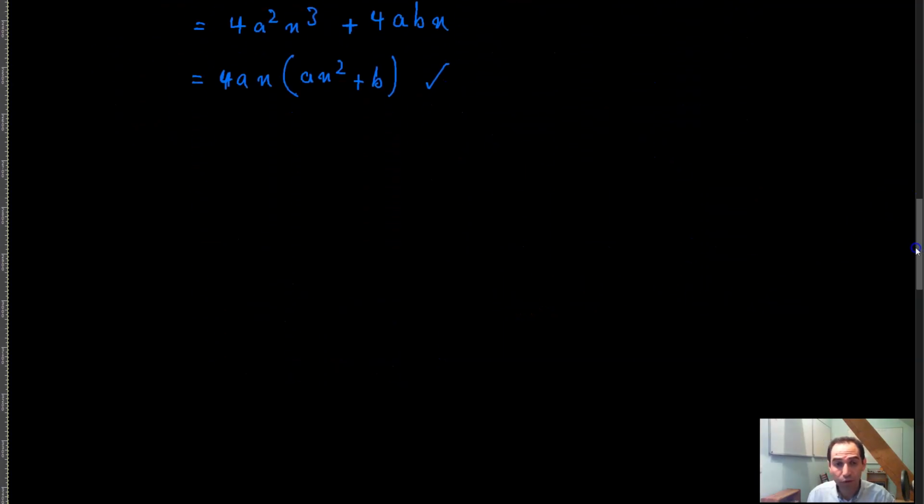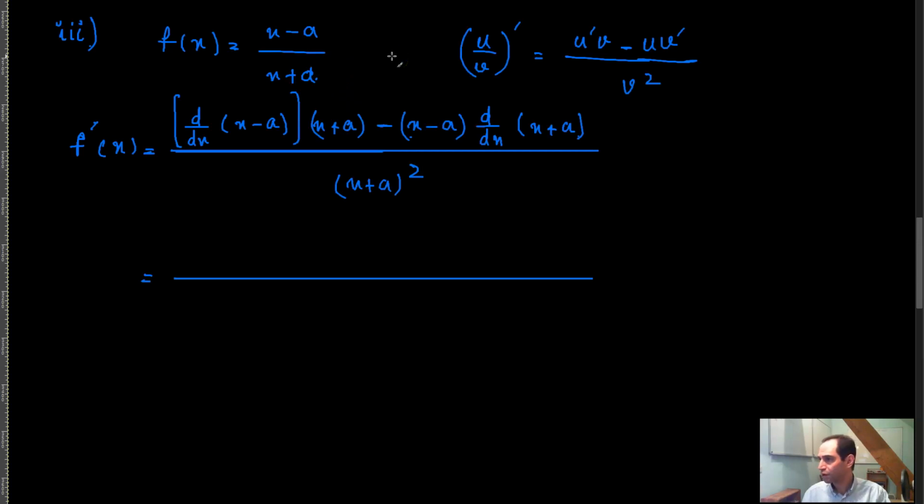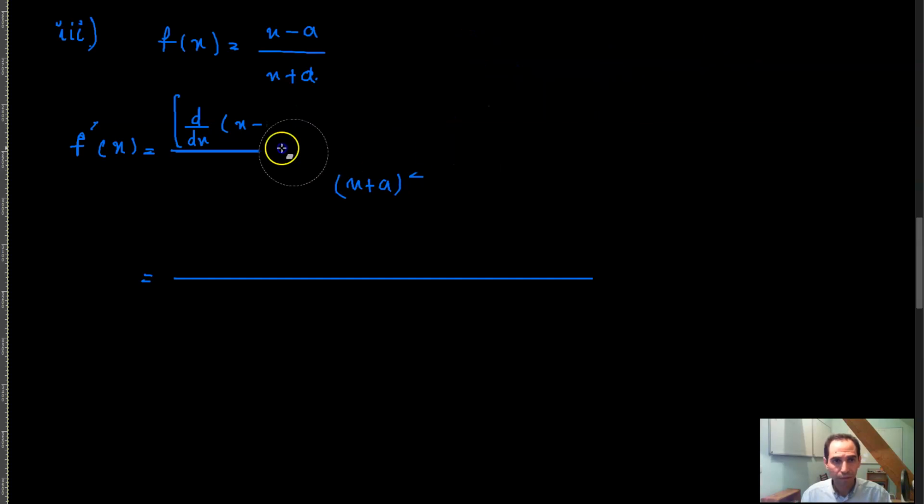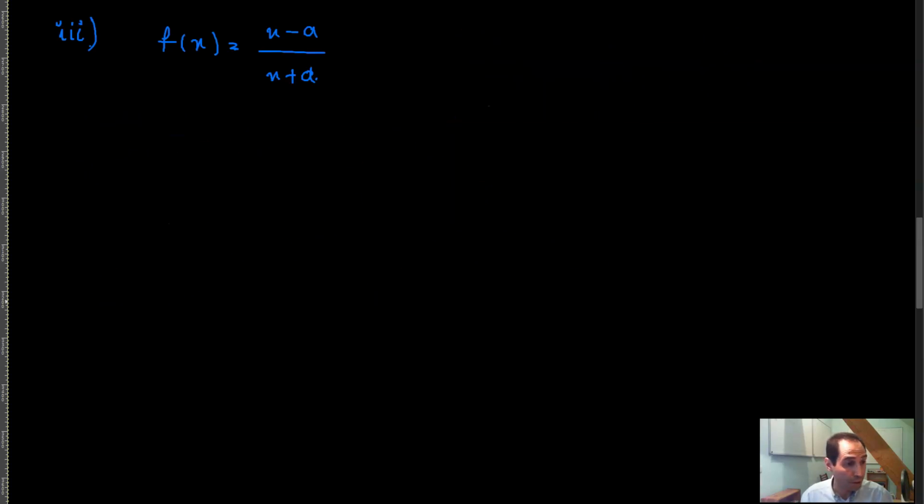Now part 3 of this question is, let's say that your f of x is equal to x minus a over x plus a. Okay, it seems that I have made a mistake here. Part 3 of this question is actually something else. It's actually not what I have written. So part 3 of this question is x minus a over x minus b.